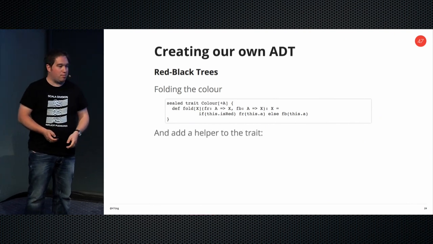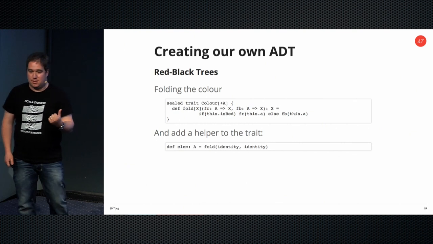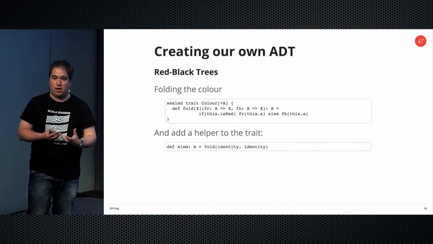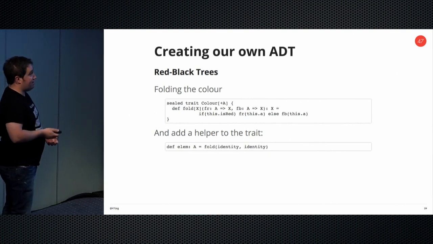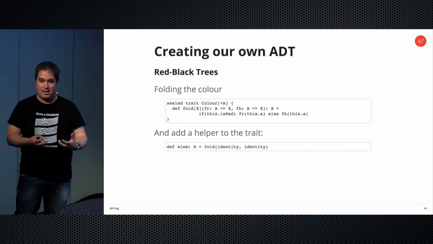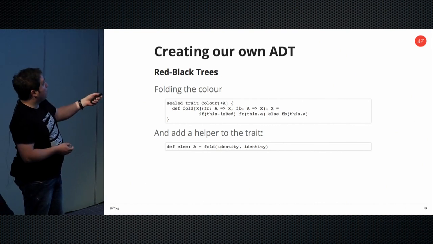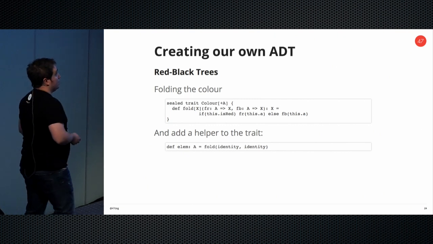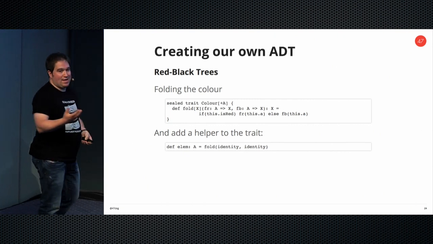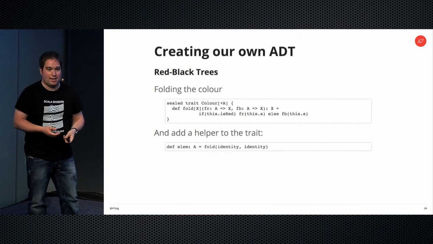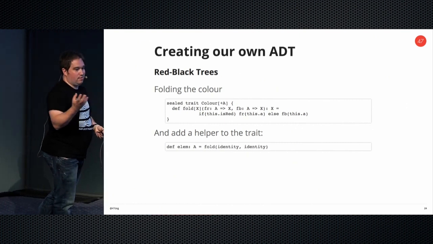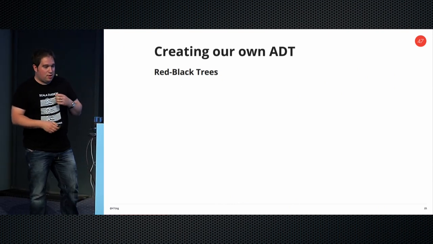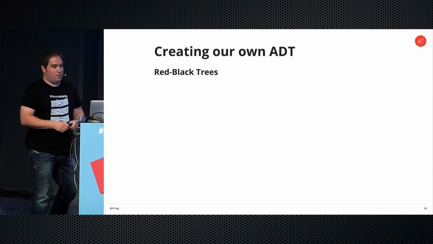And then we're going to have a helper as well, which calls this. All this does is extract the element in a nice way for us. The identity function is a function that simply returns the value it was passed. So this will become a function from A to A, which will return that A. That's how we would get the element out without caring whether we've got a red or a black holder for this value.